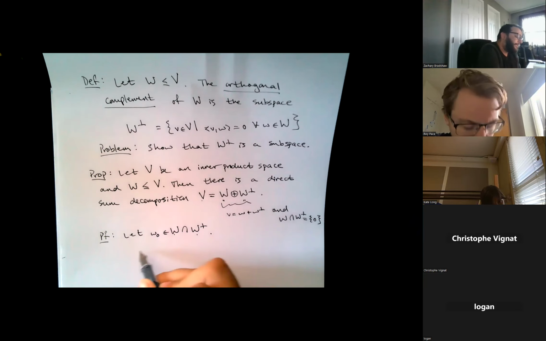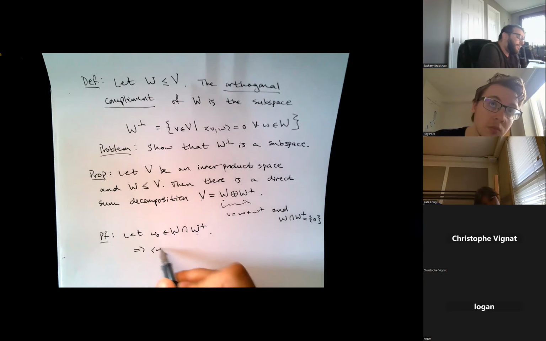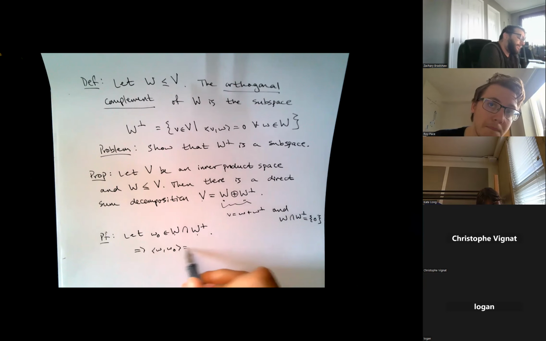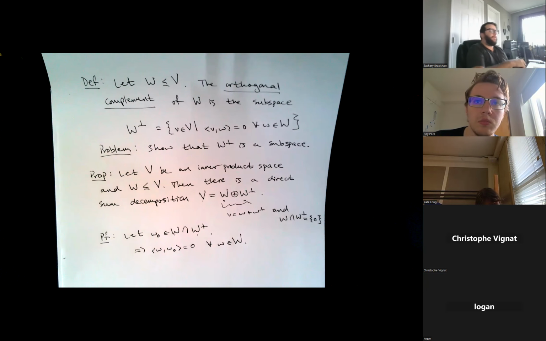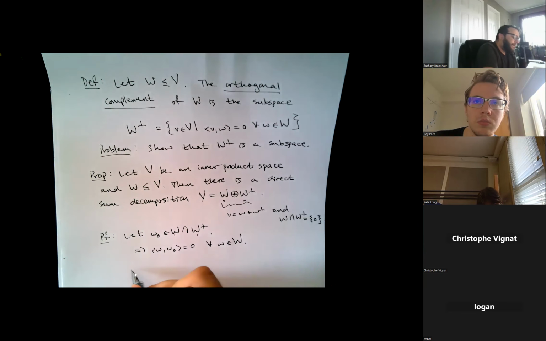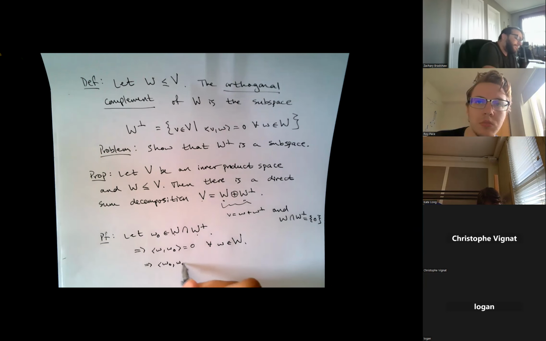If it's in W perp, that means that the inner product of w0 with w is equal to 0 for all w in the subspace W. That's the definition of being in W perp. In particular, that means that the inner product of w0 with w0 is equal to 0.